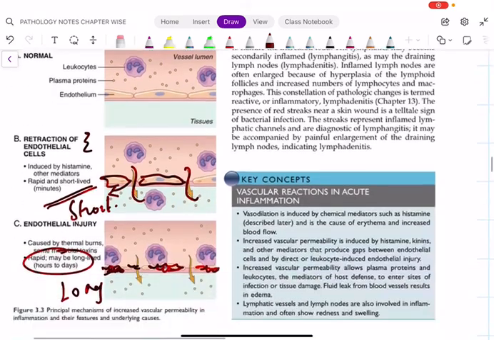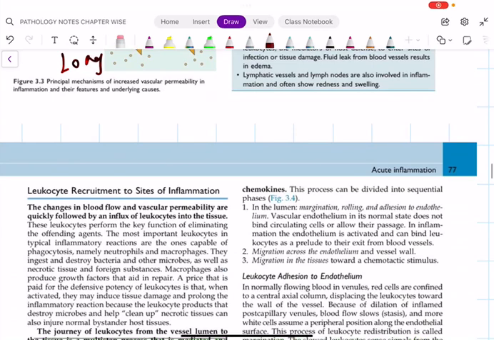Once the vascular reactions are over, what is the next step? Leukocytes have to be recruited to the site of inflammation. How are they being recruited? Already, you know the blood becomes more viscous.